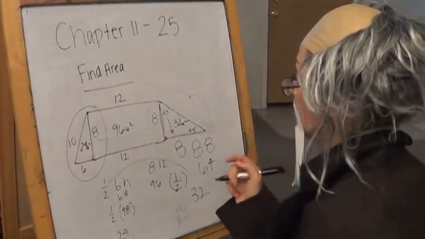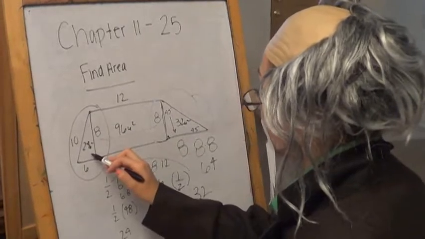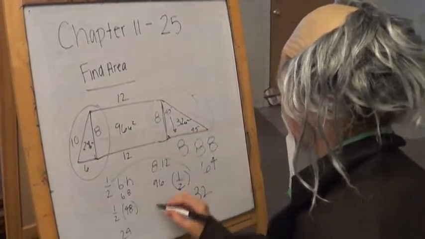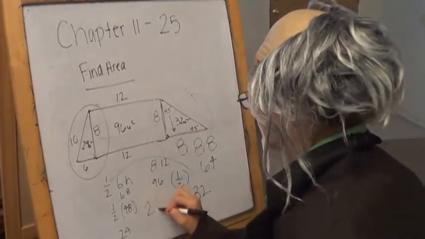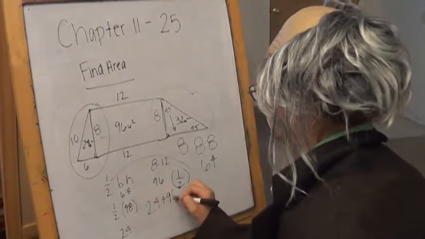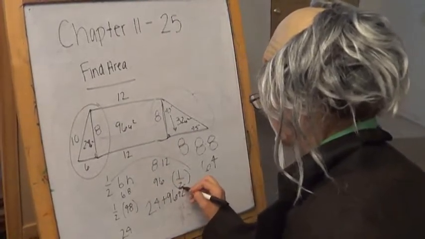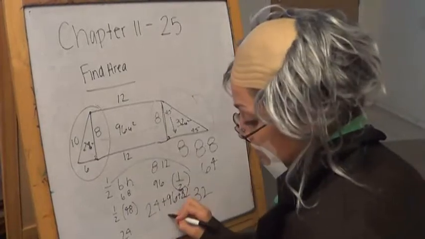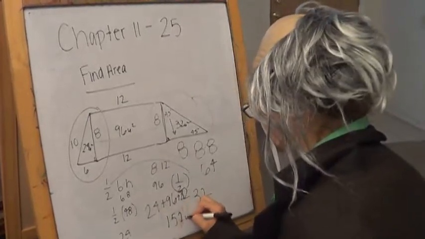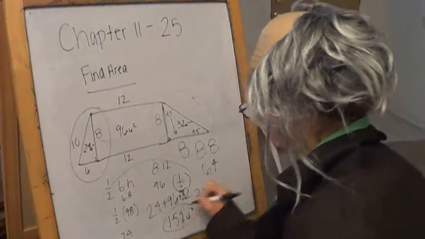And then what you do is you would add the areas of the 3 different parts together. So 24 plus 96 plus 32, which equals 152 units squared, which is your final answer.